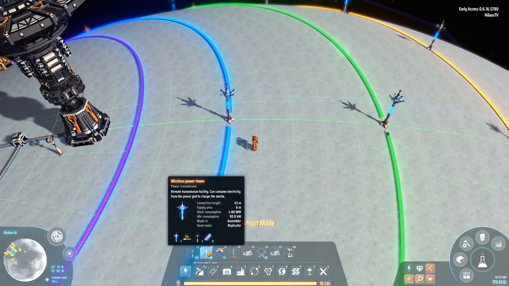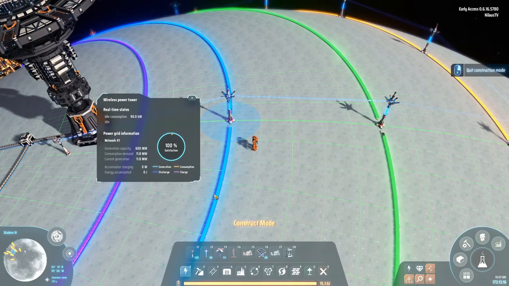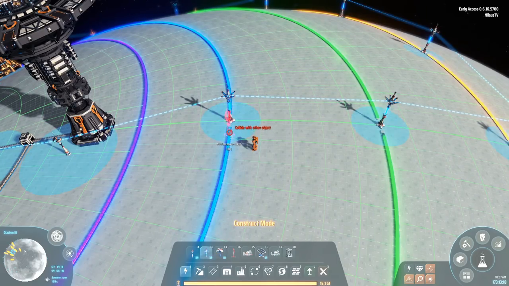So we start with the wireless power tower. Now in the beginning, these two do take a bit of idle power, and maybe you'll find that to be excessive.